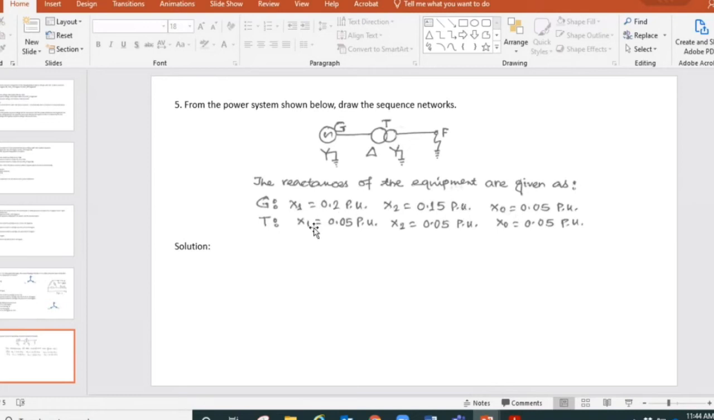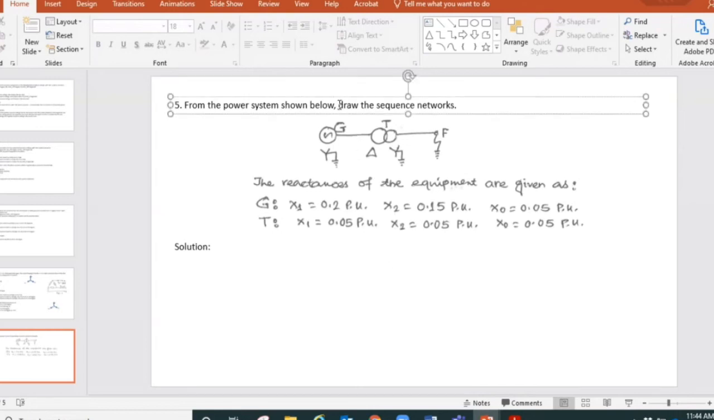And for the transformer, if we remember from when we studied, the transformer has only one reactance for positive, negative, and zero sequence. They are the same: 0.05, 0.05, and 0.05 for X0 as well. So these are the data and the system that is given for the tutorial.